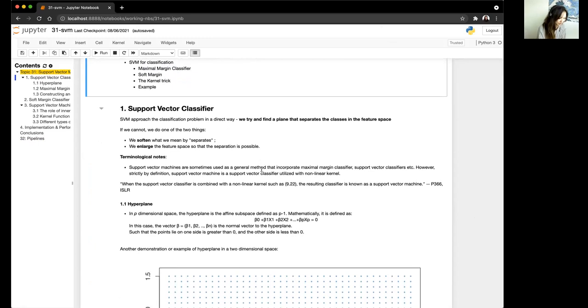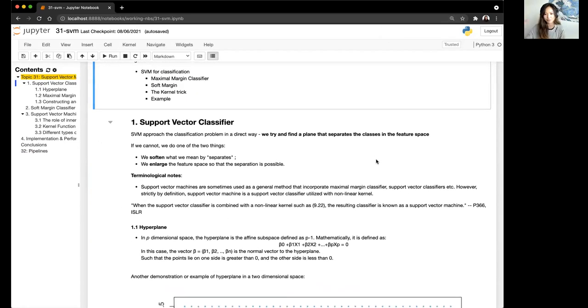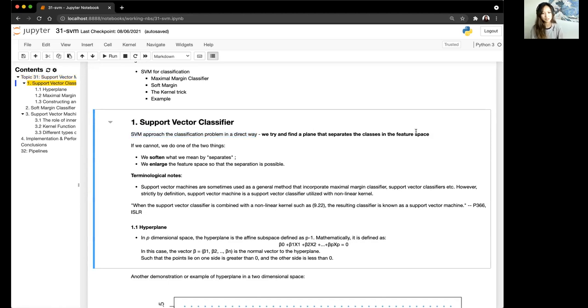All right, so SVMs is actually an entire group of models. Anything that has the idea of trying to separate your data with a plane is under the umbrella of an SVM. So over here, you can see that SVMs approach classification in a very direct way. Basically, we're trying to find a plane that separates the classes in the feature space, which to us, we can only really see up to 3D.